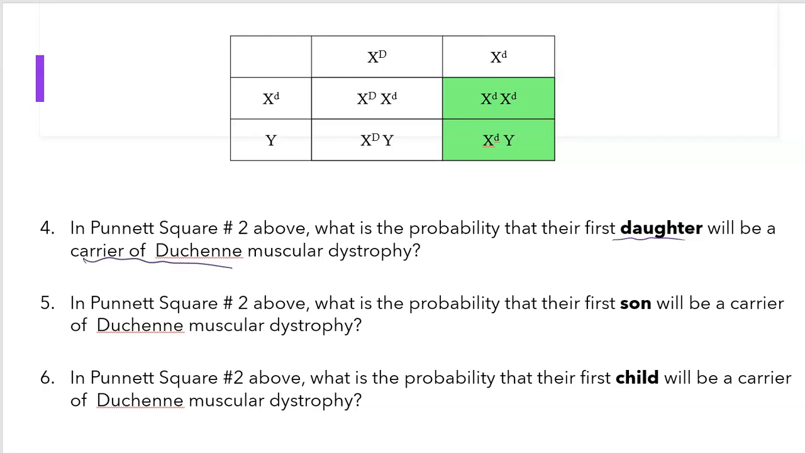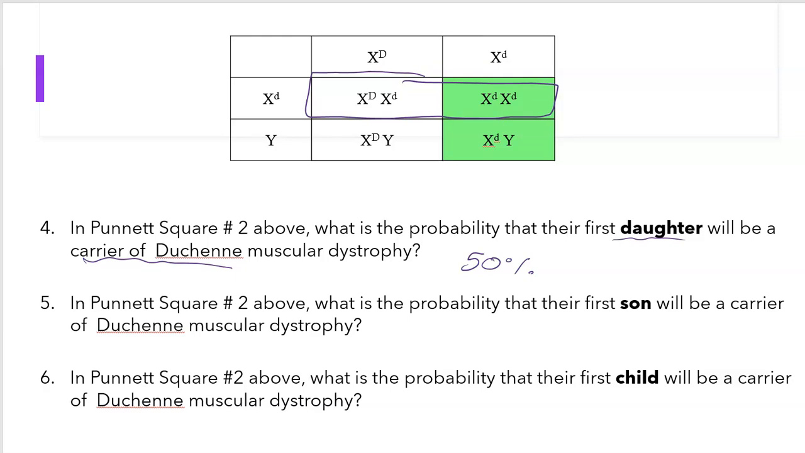In the Punnett square above, what is the probability that their first daughter will be a carrier of muscular dystrophy? So it's looking at daughters in this example. So only look at XX for girls. And out of the girls, the probability that their daughter will be a carrier is 50% out of the girls, or any potential girls they could have.